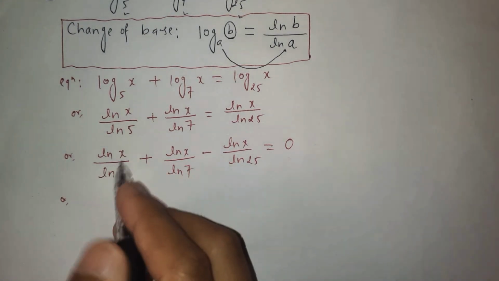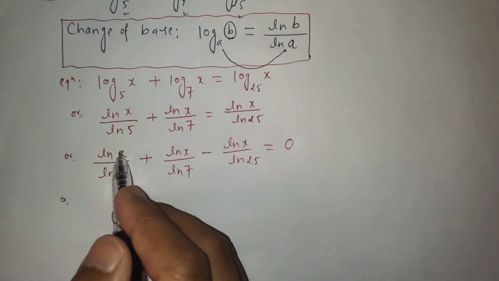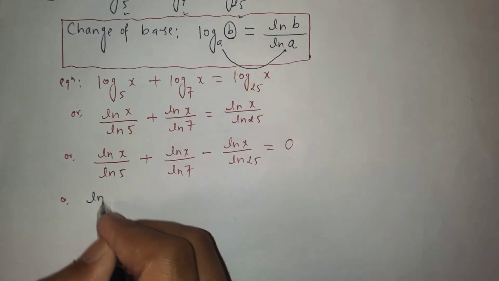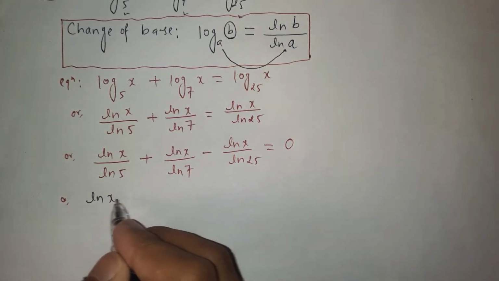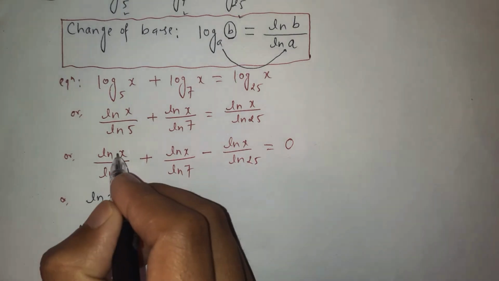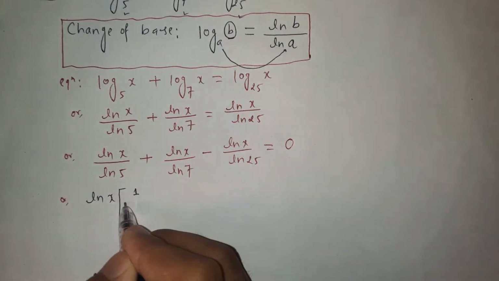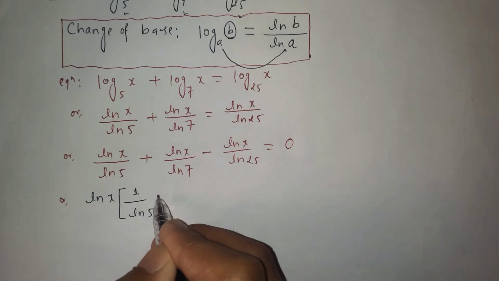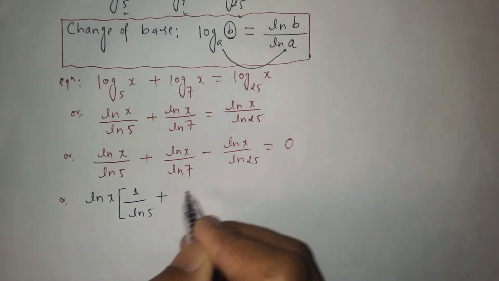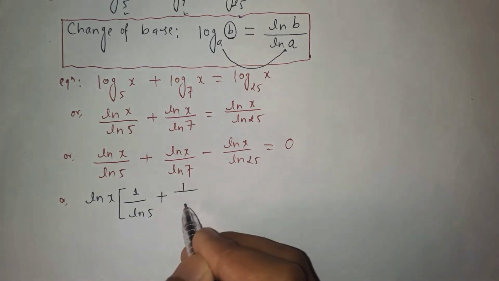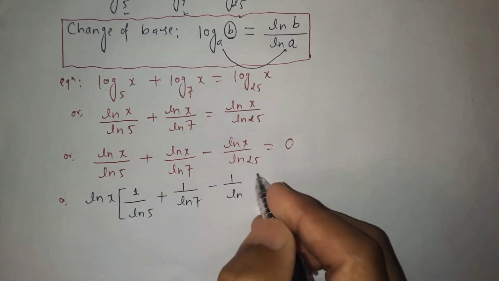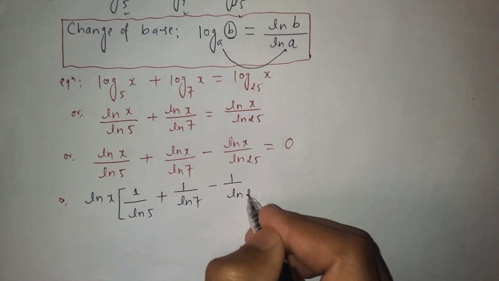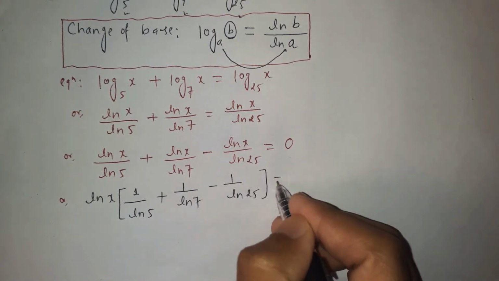This step can be simplified. We can take ln of x as a common factor. It is present in all the terms. Taking ln of x as a common, the remaining will be 1 over ln of 5 plus, here also the same case, ln of 7 minus 1 over ln of 25 is equal to 0.